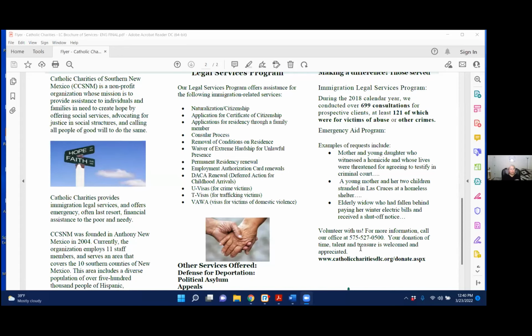Catholic Charities was founded in 2004 and is chartered by the Catholic Diocese of Las Cruces to be a provider of social, legal, and economic assistance to people in need in southern New Mexico, regardless of their faith, belief, gender, sexual orientation or identity, ethnicity, immigration status, or cultural background. Catholic Charities is a nonprofit corporation. A little bit about what we do.